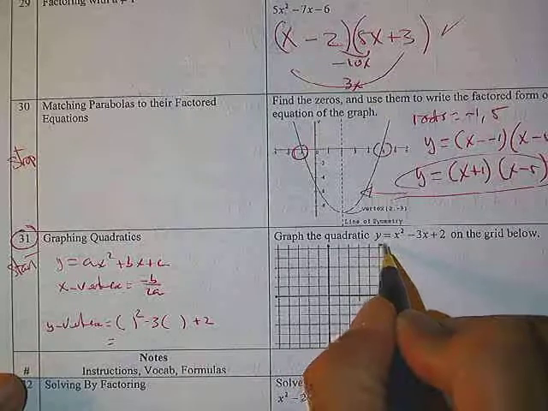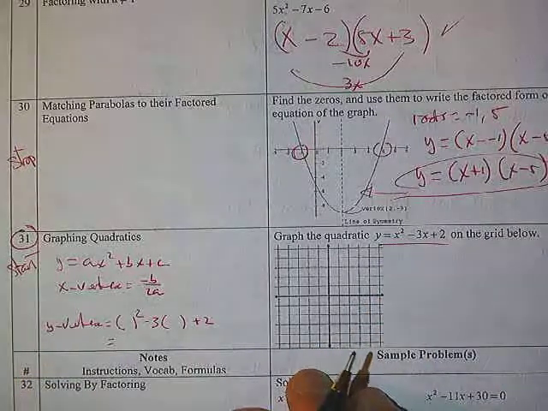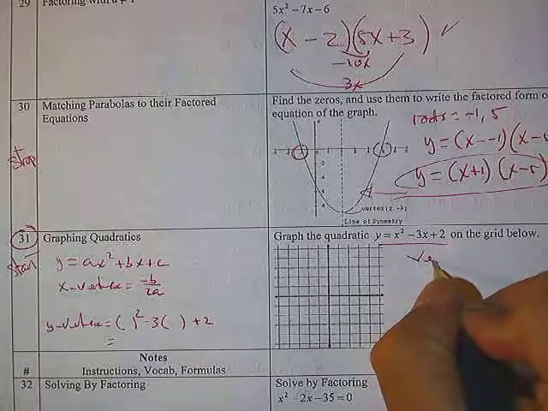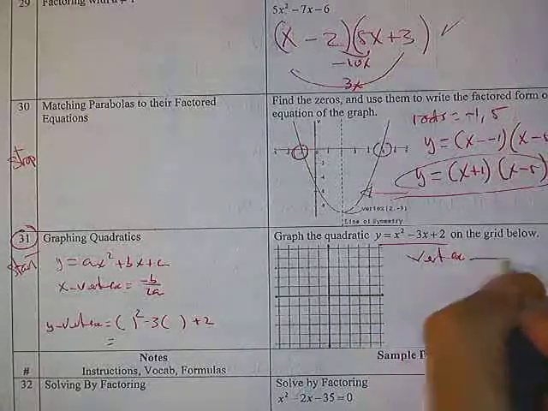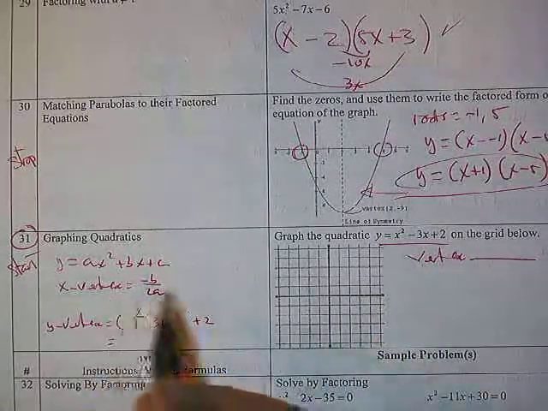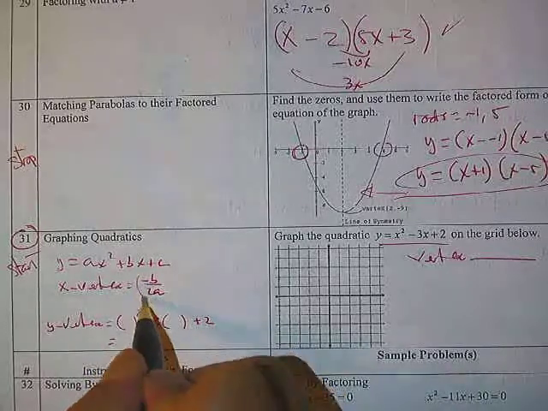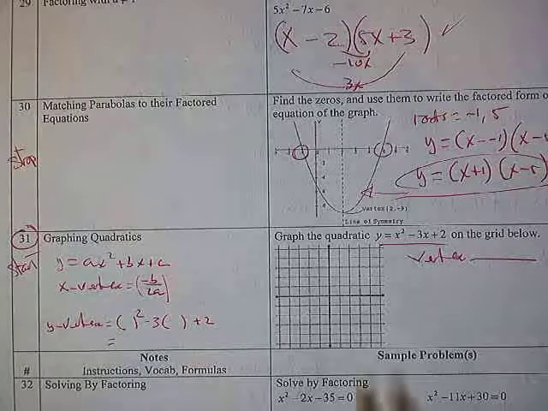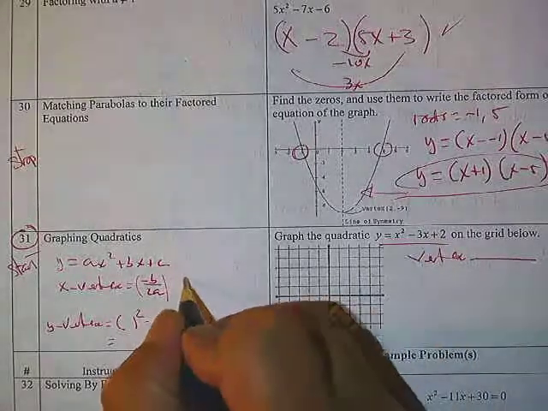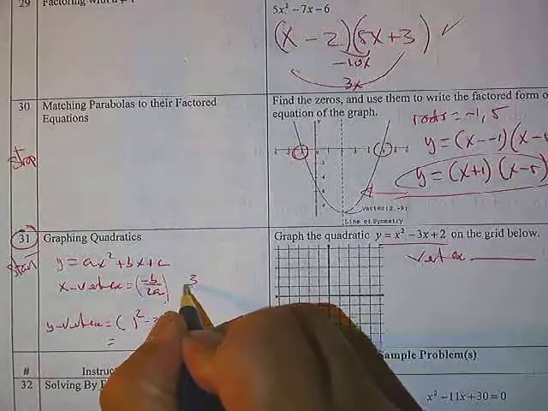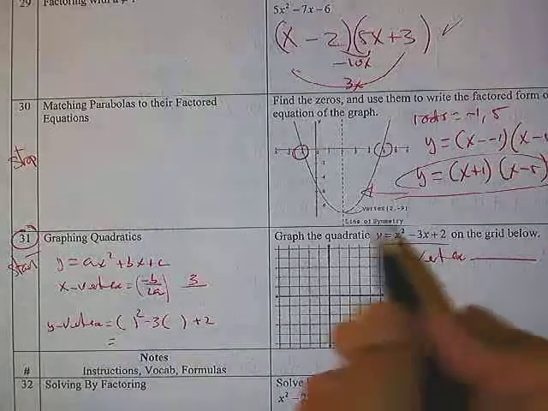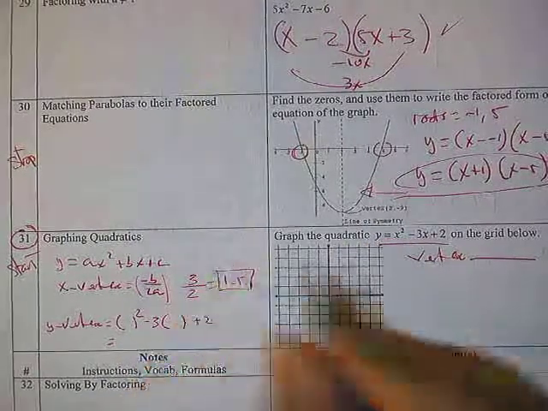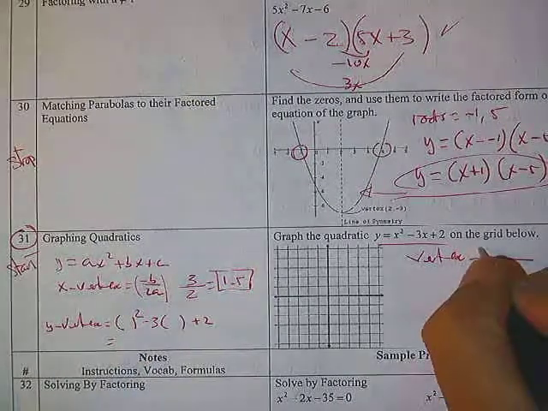So we're asked to graph this on the grid below. There are some things that we need to know. The first thing we need to know is to come up with the vertex. The recipe is, first you have to find the x vertex, so that's minus b over 2a. So minus b, that's the negative of negative 3, which is positive 3, divided by 2a, so that's just going to be 1.5 is the x vertex.